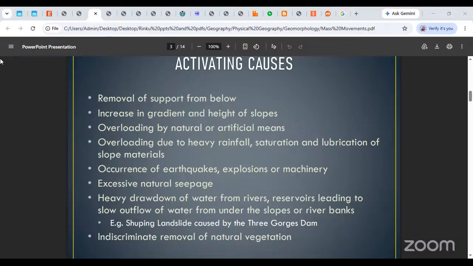Okay, back to the topic. We say that because of various activities, there is an increase in the gradient of the slope. Sometimes the gradient of the slope increases or the height of the slope increases, and because of that, the probability of the material coming downwards becomes greater. Okay. Overloading by natural or artificial means.